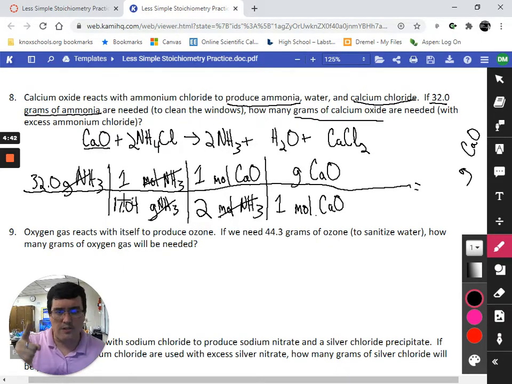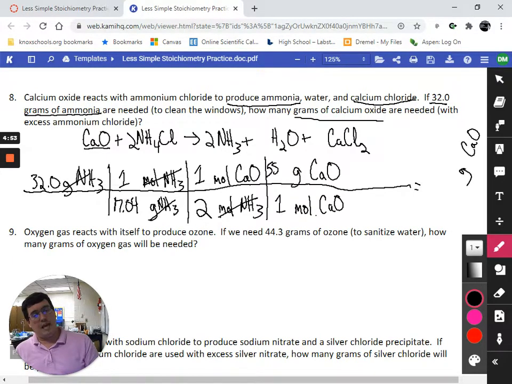We need grams off the periodic table. So calcium is 40.08. Oxygen is 16.0, so that gives me 58.08. Yours might be slightly different if you're looking at a slightly different table than I am. I can't really show you my table because it's way across the room. But anyways, that's what I get.